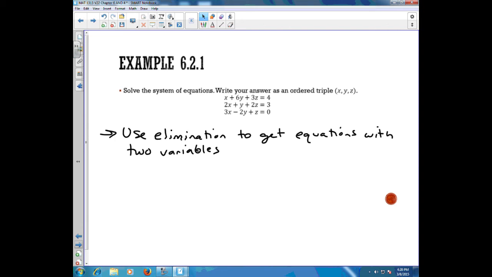So we basically have to pair these things off. It doesn't really matter how you pair them off, so long as you don't use the same pair twice. But to make this simpler to understand, we're going to put the first two together, and we're going to put the first and the third together. And just to simplify things a little more, let's eliminate z first.